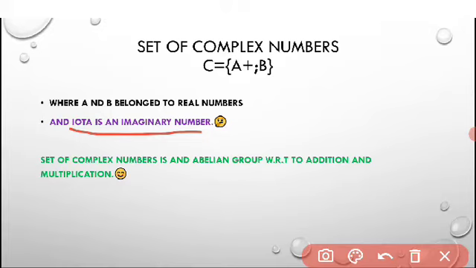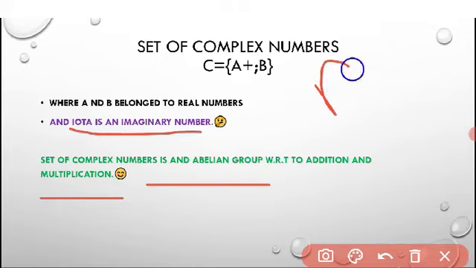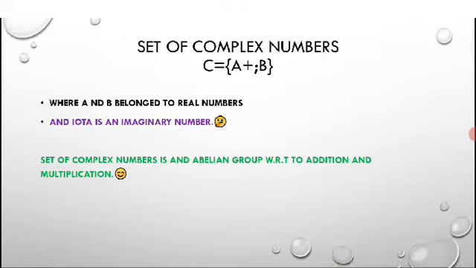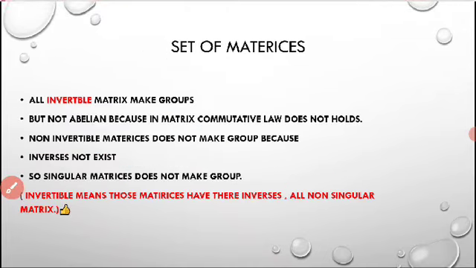The set of complex numbers is an abelian group with respect to addition and multiplication, because we know that the set of real numbers is a subset of the set of complex numbers. So if the set of real numbers is a group with respect to multiplication, then the set of complex numbers is also a group with respect to multiplication and addition. Let's check our last set we are discussing today.